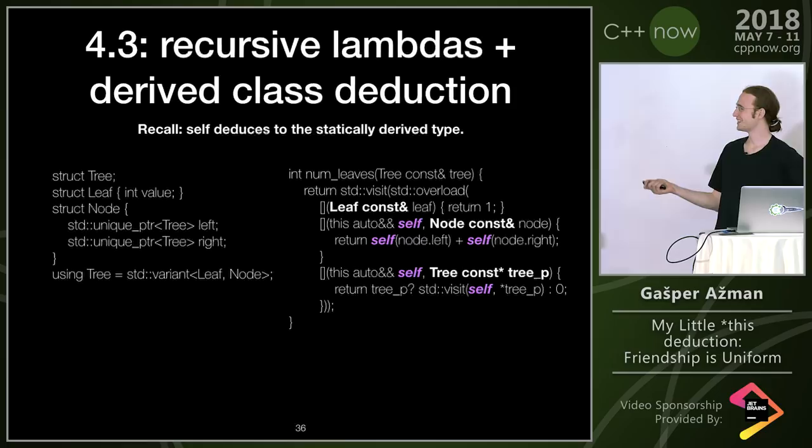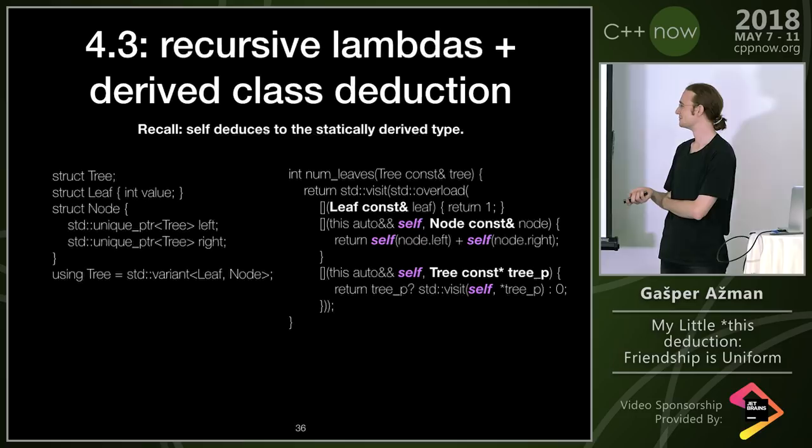Yes, Louis? Is the idea here that basically the self in the lambda gets deduced to the derived type, which is std overload? Yes, exactly.